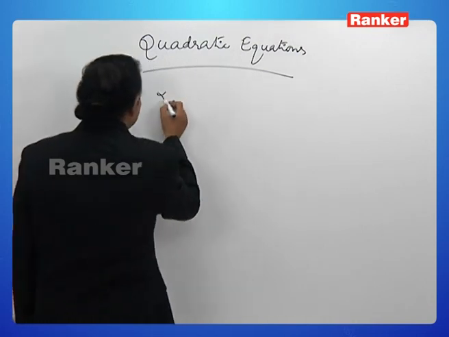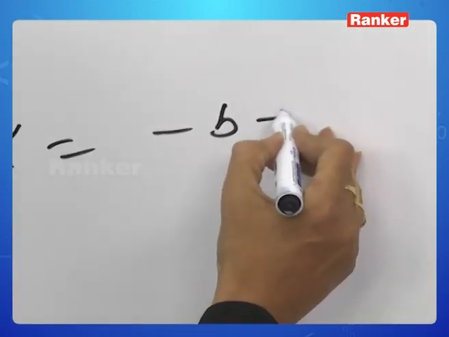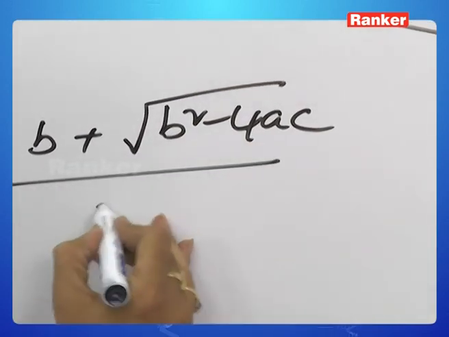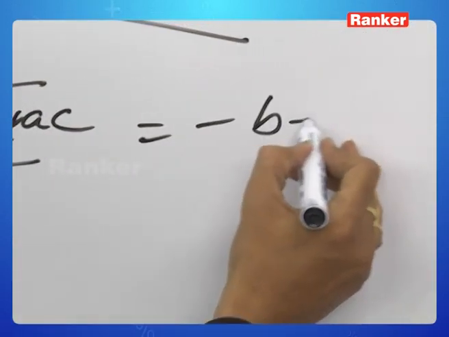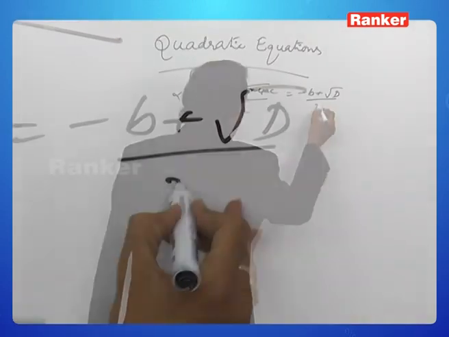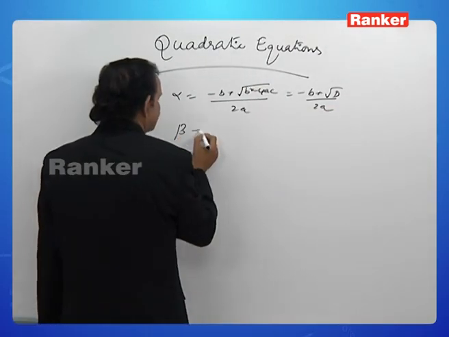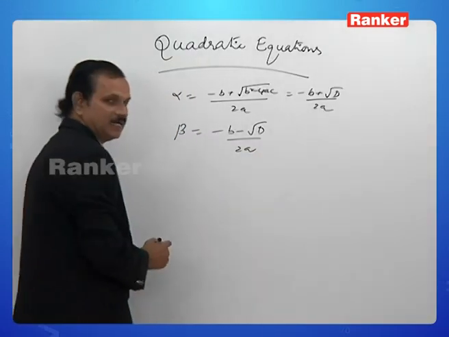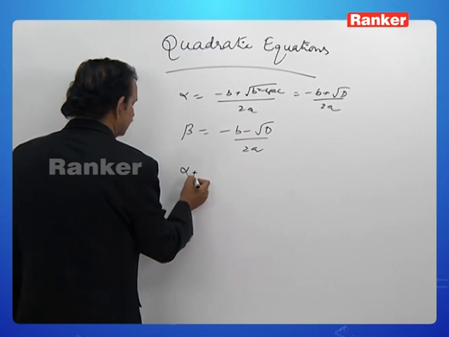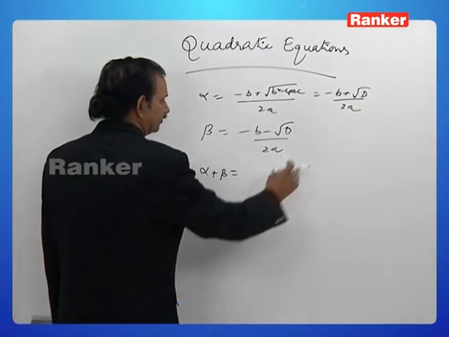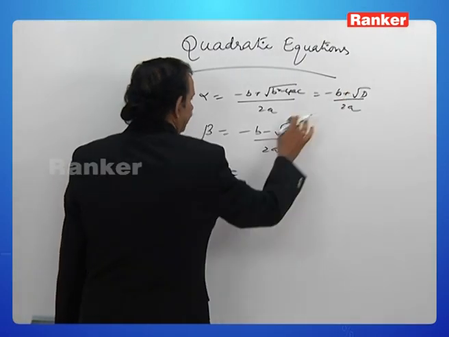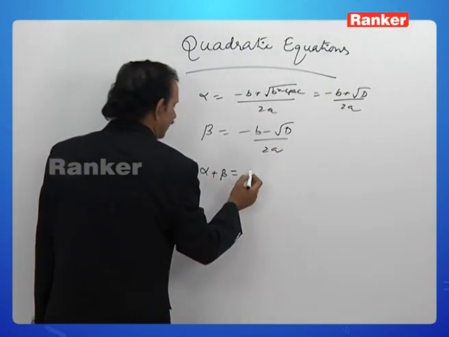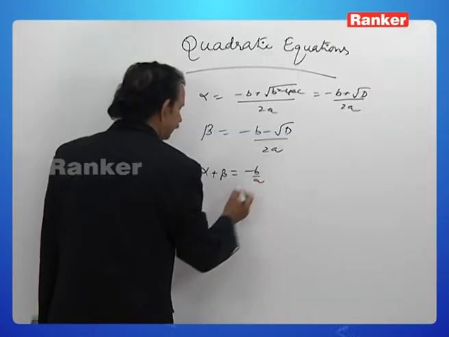If alpha is equal to minus b plus root of b square minus 4ac by 2a, that is, minus b plus root D by 2a, and beta is equal to minus b minus root D by 2a, one can easily see that the sum of the roots, alpha plus beta, is, add these two, root D and root D will be cancelled. Minus 2b by 2a is nothing but minus b by a.